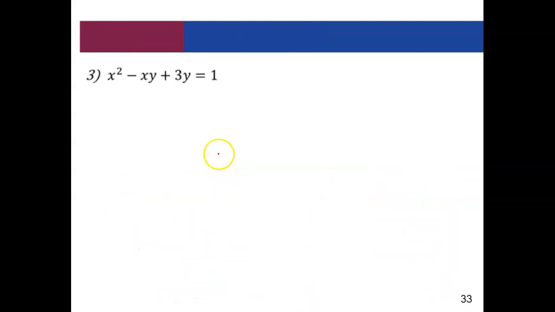Okay, here's another one to check for x-intercept and y-intercepts. X-intercept, we've already said you let y equal 0.